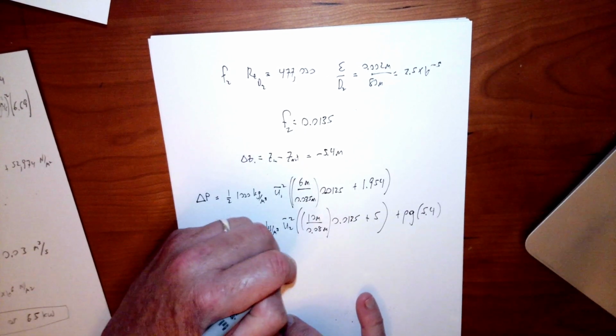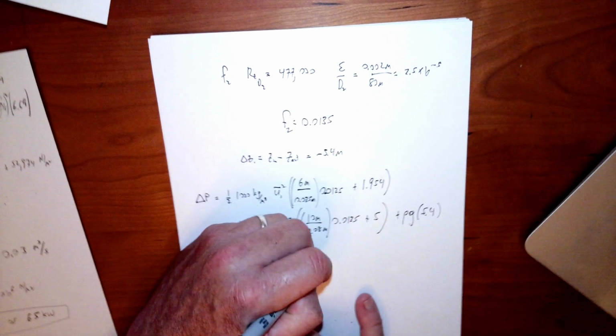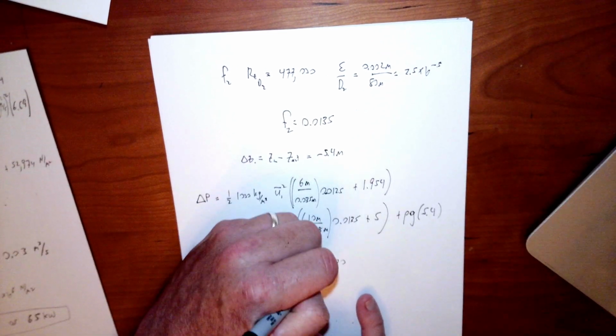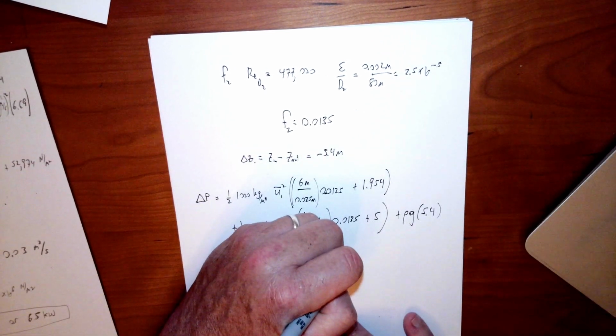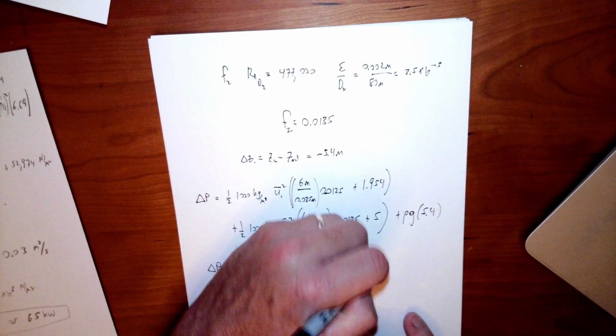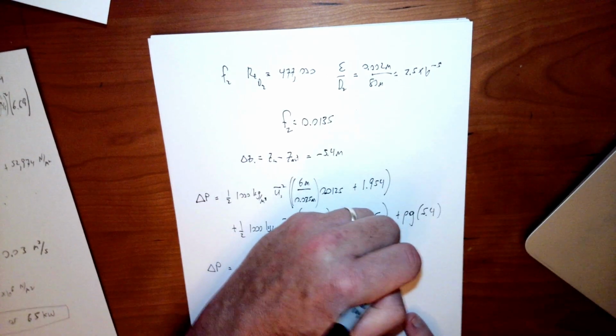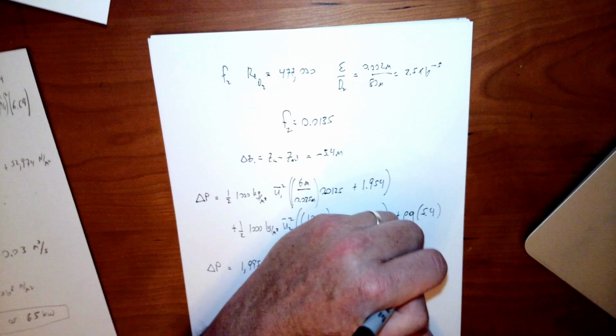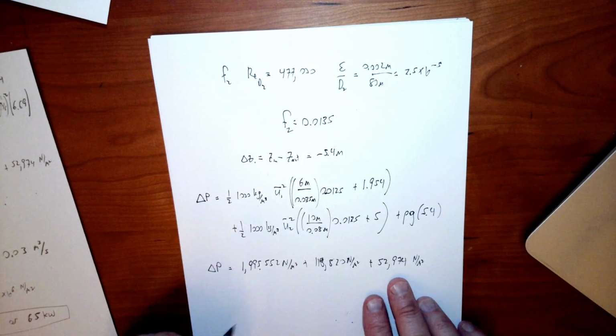So I put all of that together, and I plug it all in, and I got 1,995,552 for the first bit. Then 118,820 for the second bit, and finally 52,974, all newtons per meter squared, for the rho g delta z term.